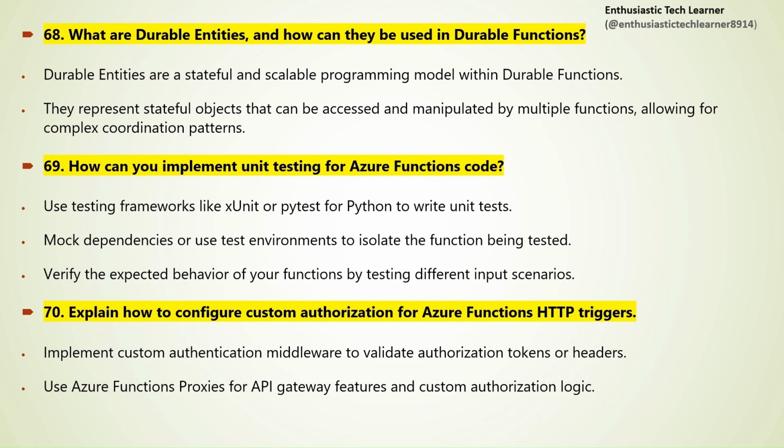Explain how to configure custom authorization for Azure Functions HTTP triggers. Implement custom authentication middleware to validate authorization tokens or headers. Use Azure Functions proxies for API gateway features and custom authorization logic.